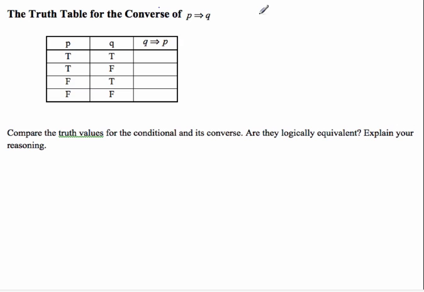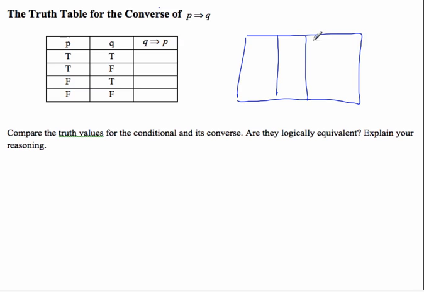Okay, let's take a look at the truth table. So this is the truth table of Q implies P. Let me just make another truth table real quick and remind you about the truth table for P implies Q. Remember, P implies Q is only false when P is true and Q is false, and the rest of the time it is true. So if you have Q implies P, there's only going to be one instance where it's false, and that's when Q is true and P is false. So it's the other way around.